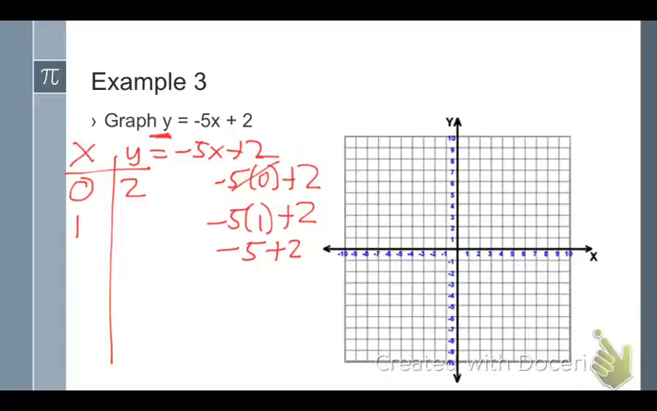I'm adding numbers with different signs, so I subtract them. So I would get the difference between 5 and 2 is a 3, but the 5 was bigger, so my answer is a negative 3.